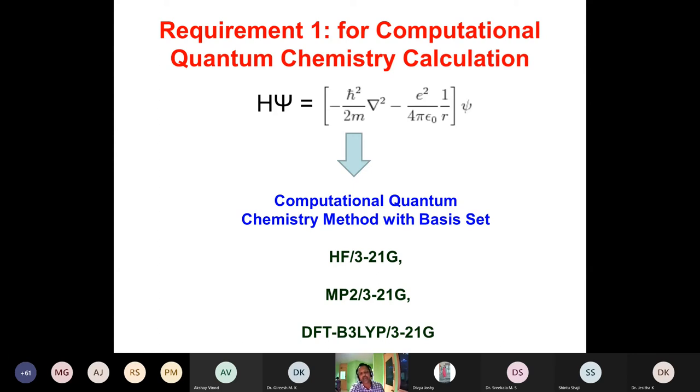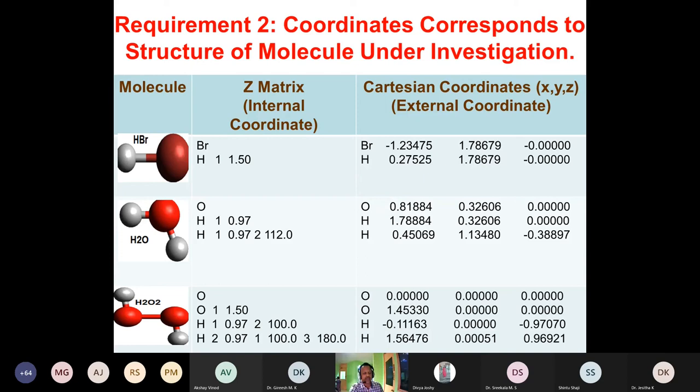Now, the first requirement for a computational chemistry calculation, quantum chemistry calculation, instead of HSI, in computational chemistry terms, we are using HF/3-21G or MP2/3-21G or DFT-B3LYP/3-21G. Here, HF or MP2 is your Hamiltonian part and 3-21G is your basis set. So the selection of the method and basis set is the first part in a computational quantum chemistry calculation. Now, we have to run the calculation on a molecule.